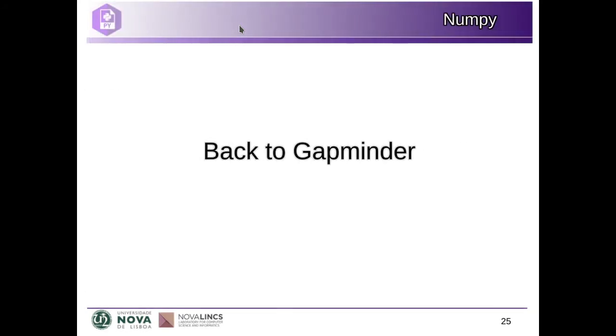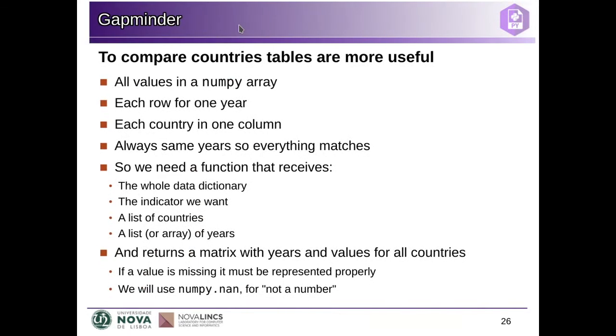And now we're going to go back to our Gapminder example. And since we want to compare countries on a given indicator, it's more useful if we can get a set of values in a Numpy array where each row corresponds to a year and each country is in its own column. Because then we can do averages, we can take the maximum, we can select the data and so on. And after the break, we'll see that we can also plot the data easily like that.